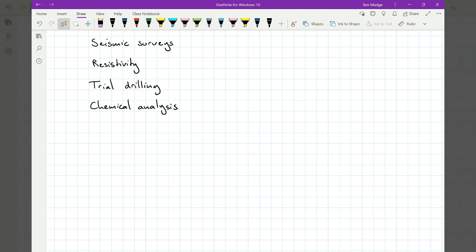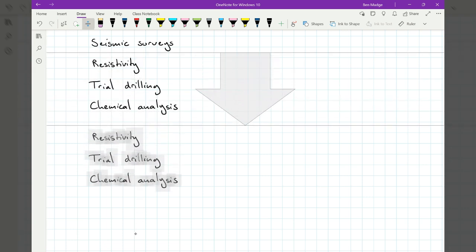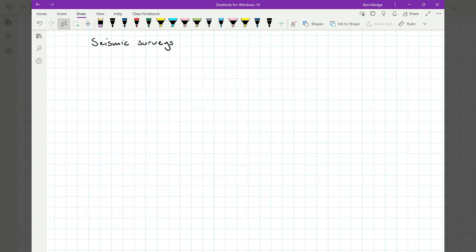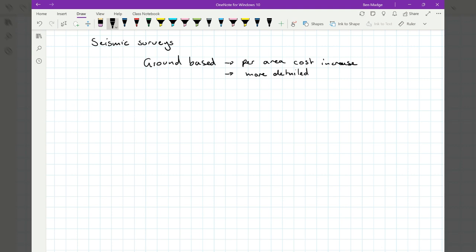Okay, so the next one we're going to look at then is seismic surveys. And from this point onwards, they're all ground-based surveys. So they're not remote in any way, so ground-based. So we're starting to see per area cost increase, but we start seeing a more detailed picture of resources and underground features and geology and stuff like that.